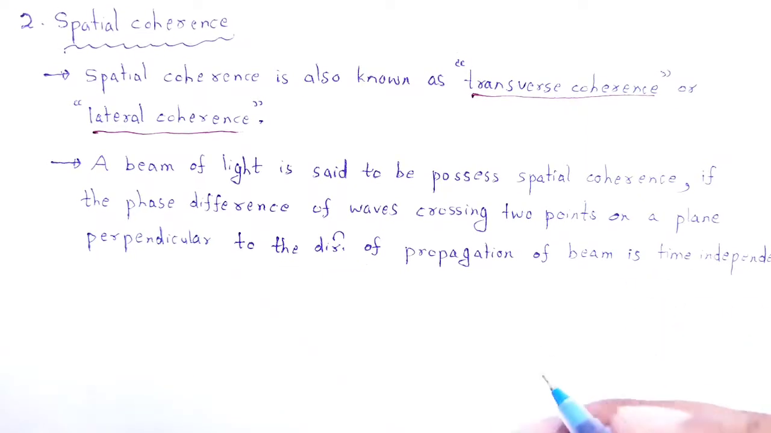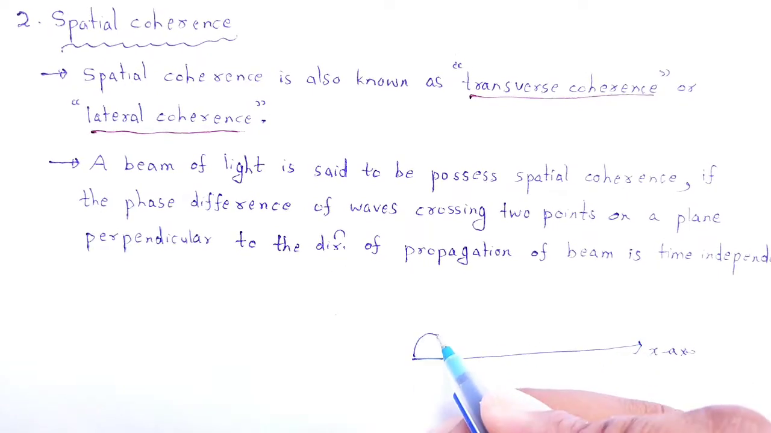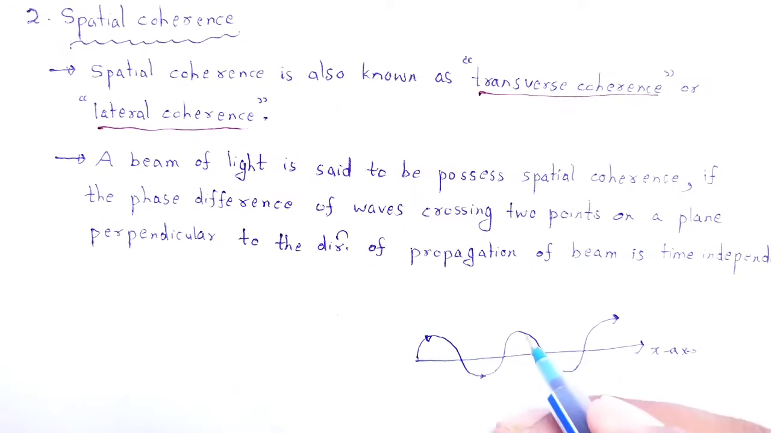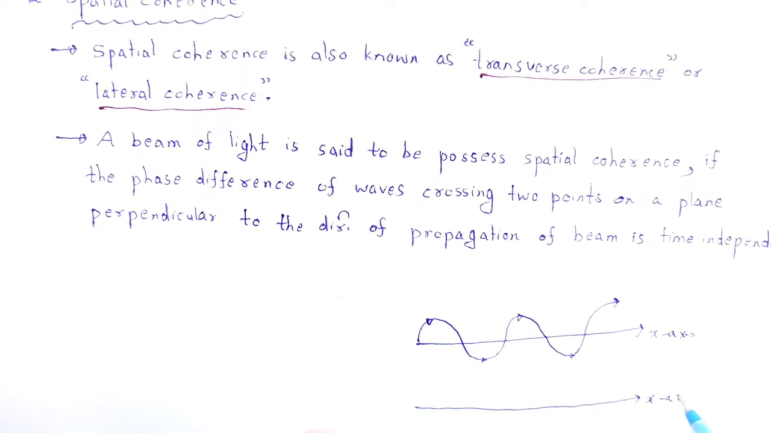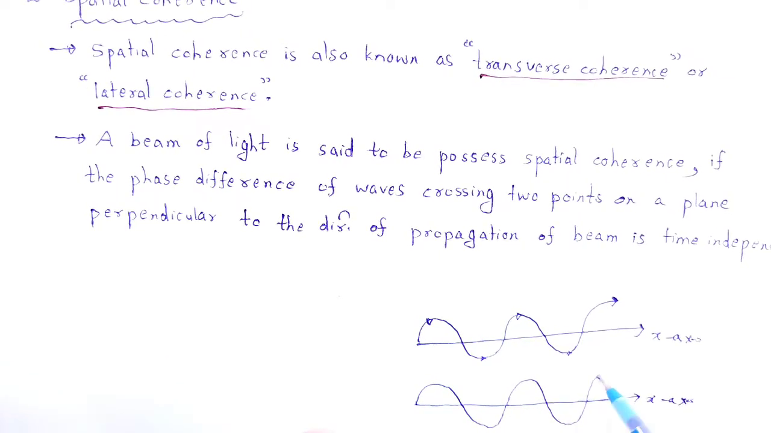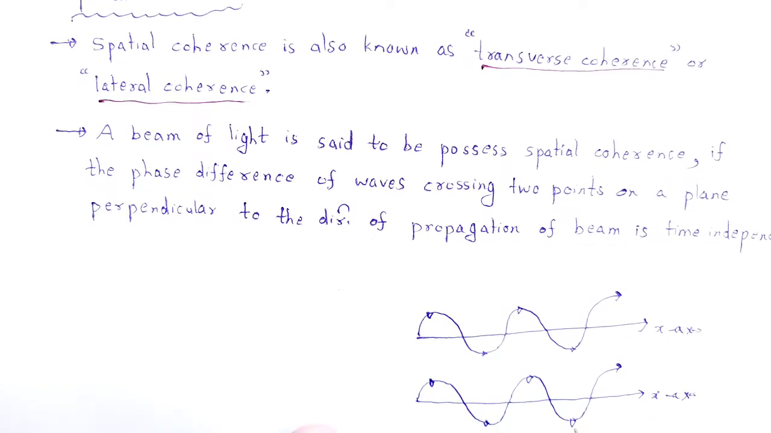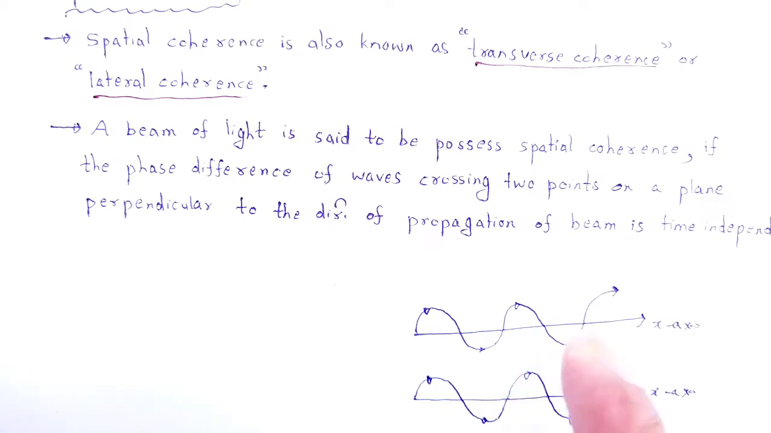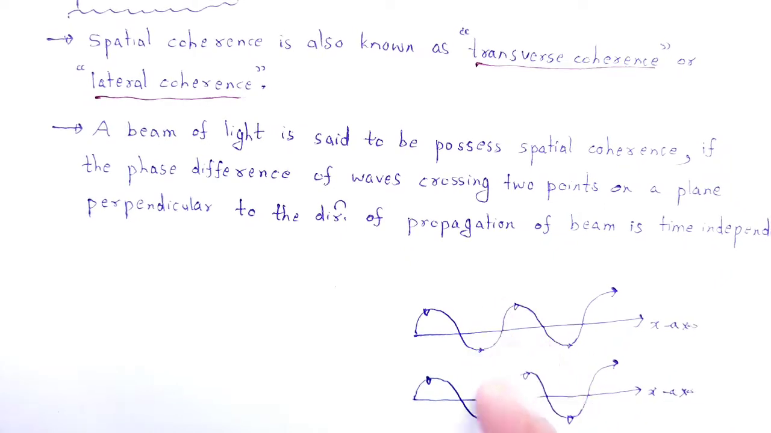Let us consider two waves, one wave just like this along x direction, that is the direction of propagation of the wave. Another wave also just the same phase as the previous one. There is no phase difference between the two points, or the phase difference between them is 0. Then the two waves are spatially coherent, therefore that is known as transverse coherence.